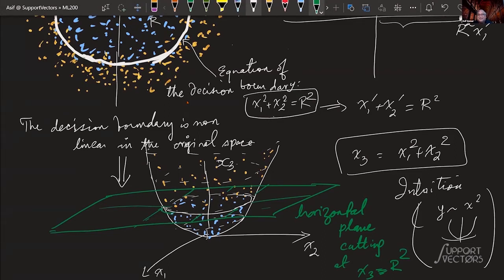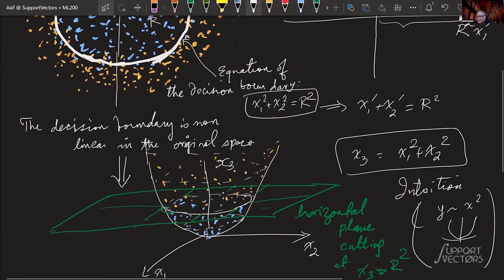The yellow points are above a certain threshold, above the plane, and the blue points are below the plane. It's almost like a telescope. It sort of looks like the surface of a radio telescope, parabolic, or something like that. Yes, it is like that.